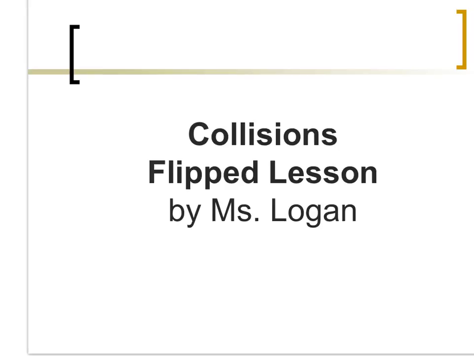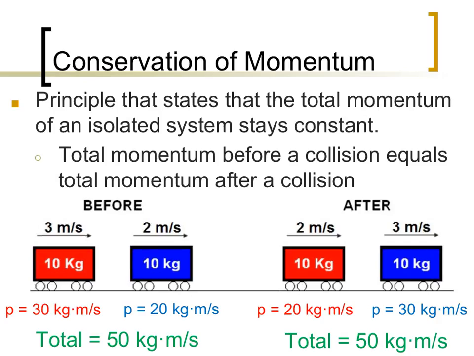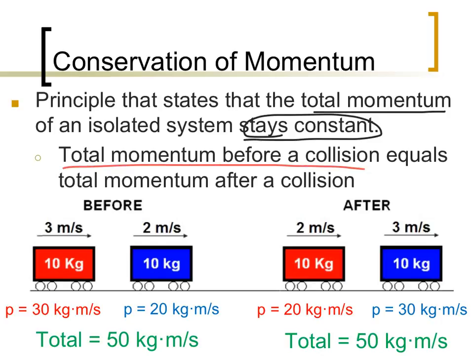Today I will be going over collisions with momentum. So as a review, we have our conservation of momentum. And what that tells us is that the total momentum of a system stays constant. Another way to say this is the total momentum before a collision equals the total momentum after the collision. So regardless of what's going on, it's always going to stay constant.